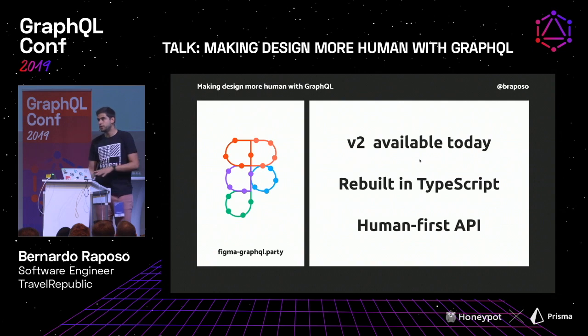This project is available today. We've been working on V2, and you can start using that today if you go to Figma GraphQL.party. We haven't officially launched V2 yet, but we basically rebuilt everything from the previous version.